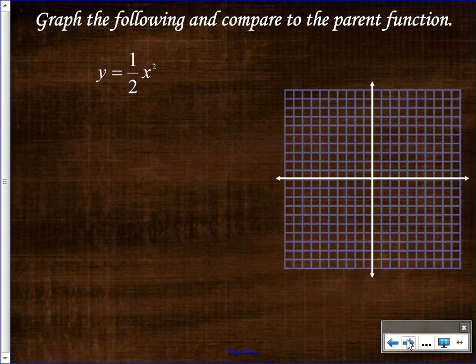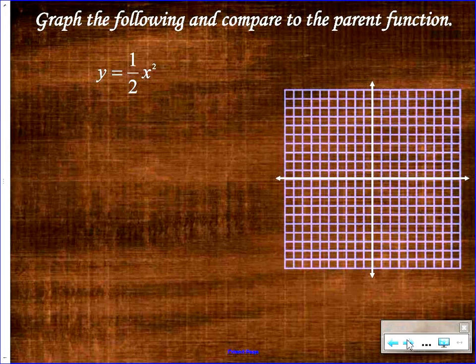Okay, graph the following. We can do a couple different things. We can make a table, right? But what form is this in? It's not intercept, so that means it's in what? Vertex form. Very good. How you can tell the difference, if you really want to know: vertex form has a squared on it, intercept form doesn't.